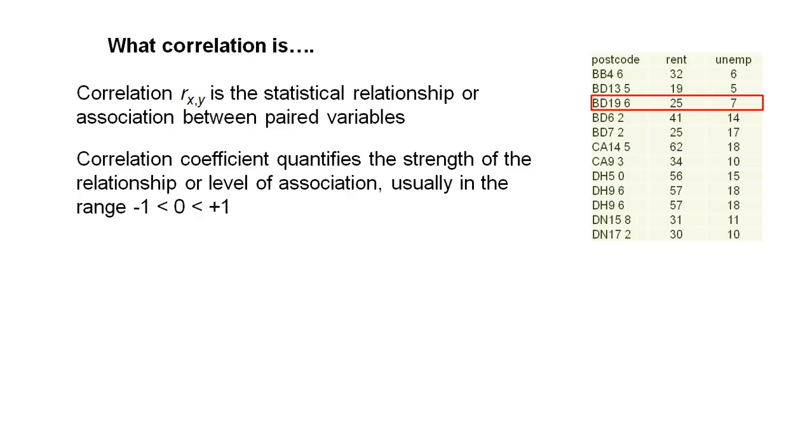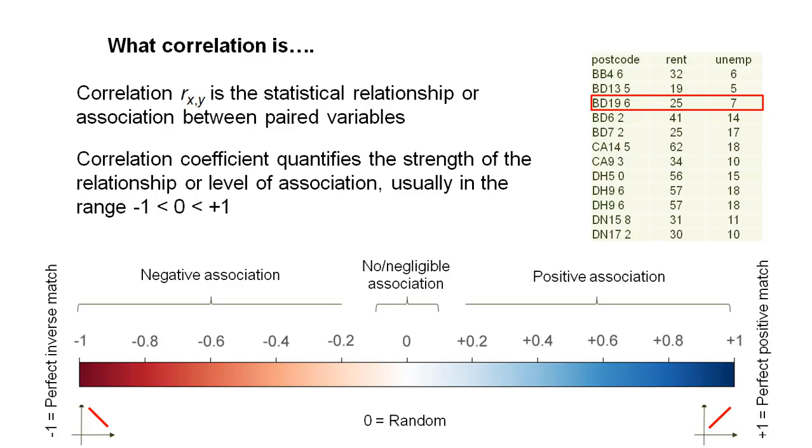A correlation coefficient quantifies the strength of a relationship or level of association between paired variables. Conventionally, a correlation coefficient is in the range -1 to +1, where +1 indicates a perfect positive match between two variables, and -1 indicates a perfect inverse or negative match between two variables. A correlation coefficient of 0 indicates no relationship between two variables, and they are random in relation to each other.